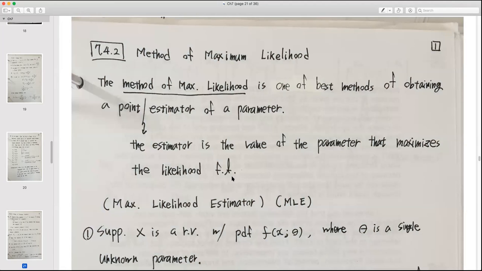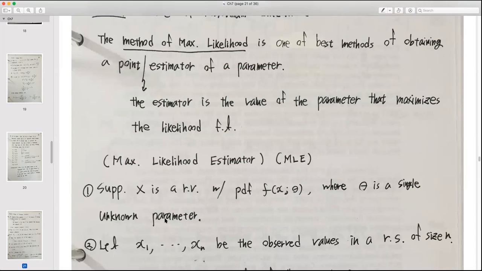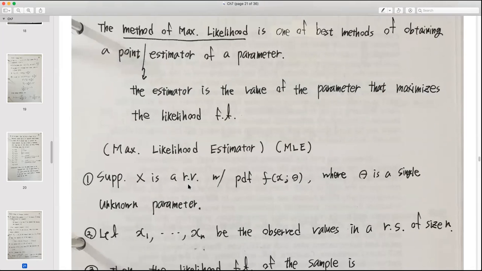Okay, how can you find the maximum of a function? Remember that in Calculus 1, there are relative maximum, relative minimum, absolute maximum, and absolute minimum. We're going to use that technique. So first, the maximum likelihood estimator, MLE.